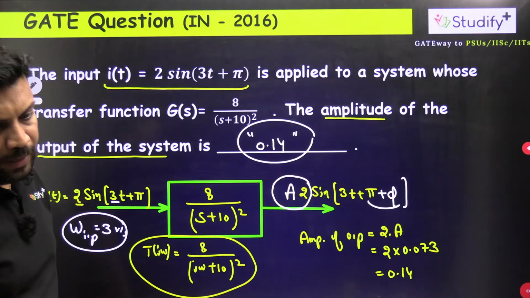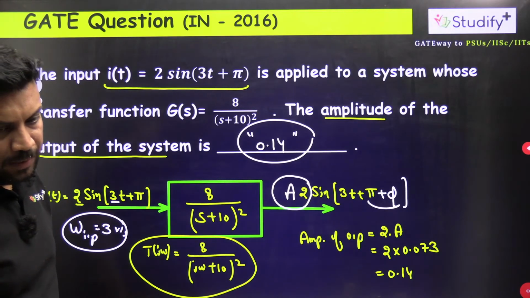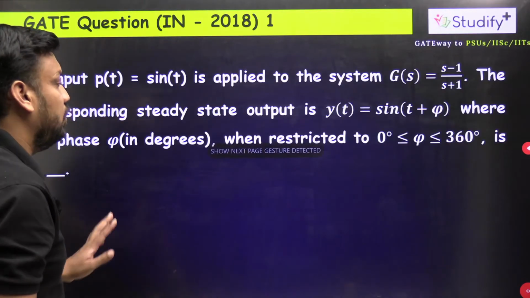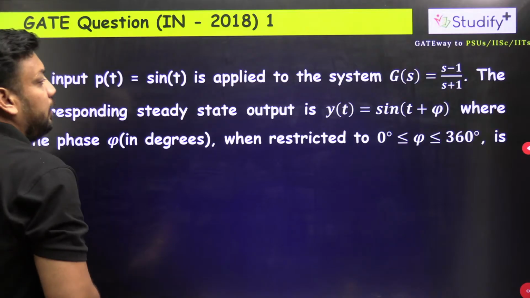So the instrumentation 2016 question is also completed. Next, sir. Shabash. Students replying next. We are going for the next now. Now again an easy question.